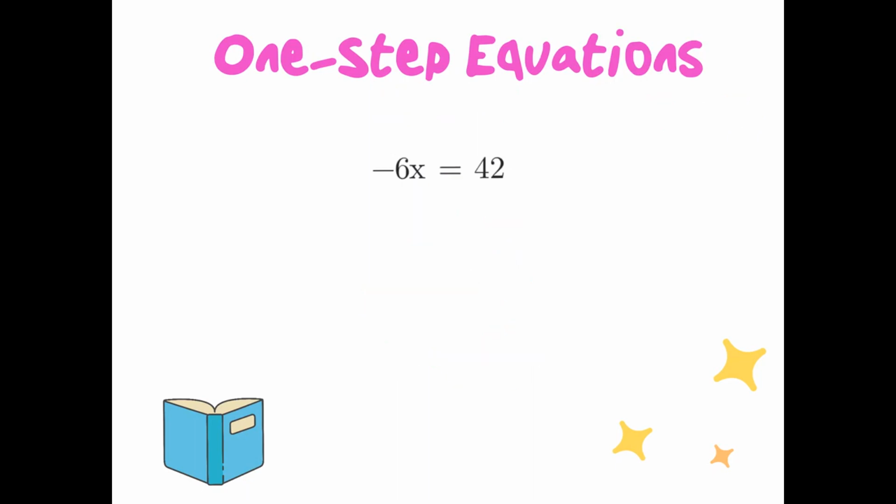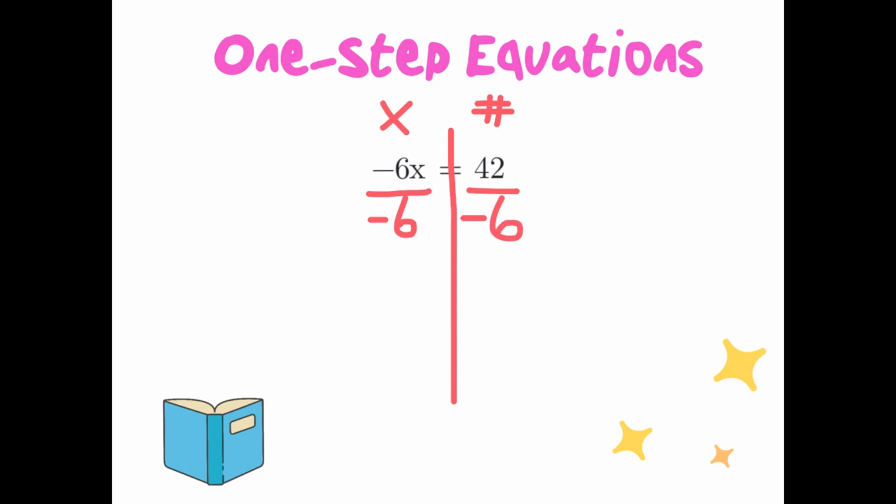Our last example in this lesson is negative 6x is equal to 42. So I draw my magic wall, and I want my letter to stay on this side, and I want my numbers to stay on this side. And I want you to think of this as negative 6 times x is equal to 42. And the opposite operation to multiplication is division. So in order for us to get rid of that negative 6, we have to divide both sides by negative 6.